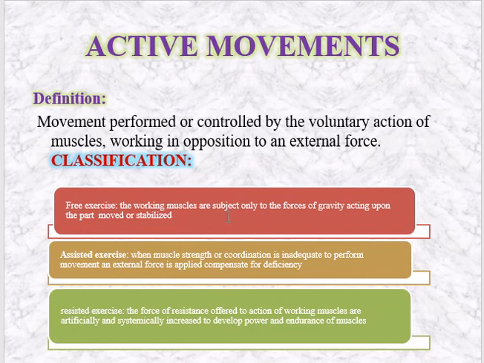Free exercise: the working muscles are subject only to the force of gravity acting upon the part moved or stabilized. Assisted exercise: when the muscle strength or coordination is inadequate to perform the movement, then an external force is applied to compensate for the deficiency. Resisted exercise: the force of resistance offered to the action of the working muscles is artificially and systematically increased to develop power and endurance of the muscles.